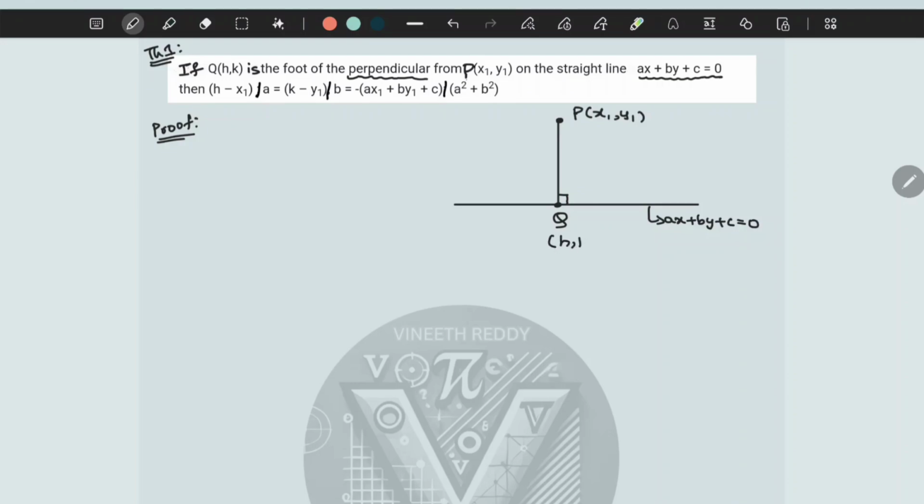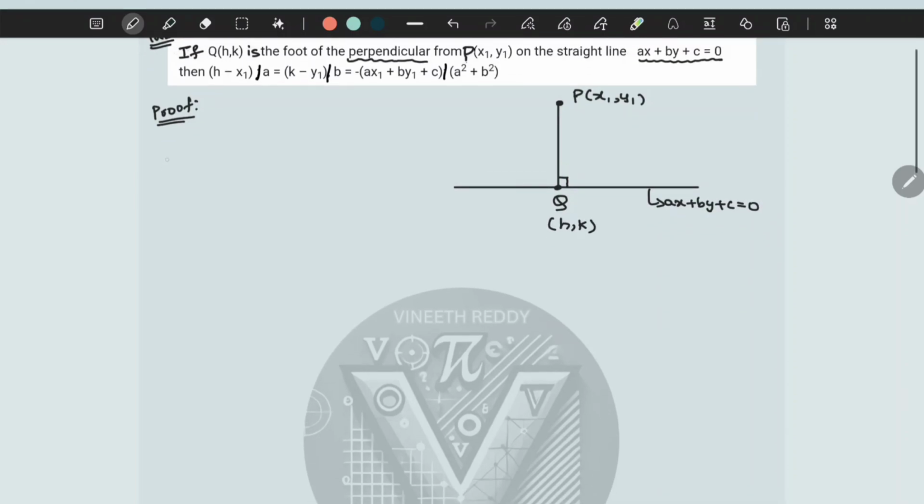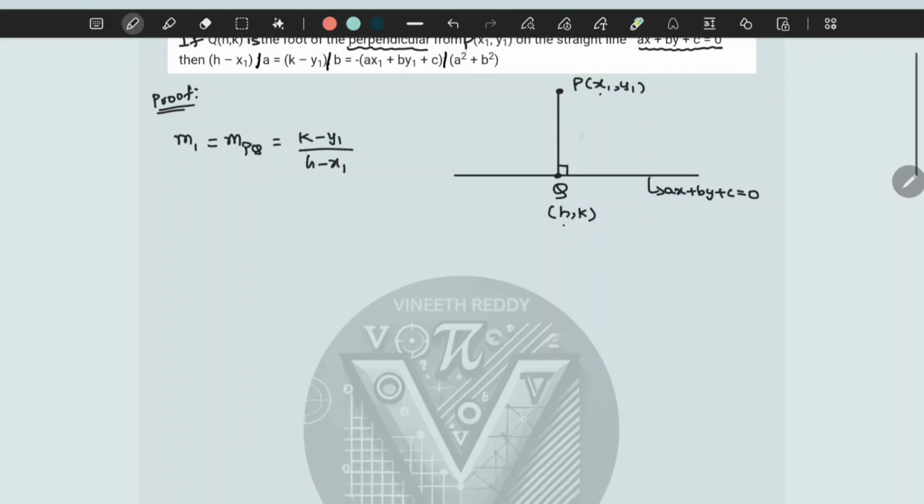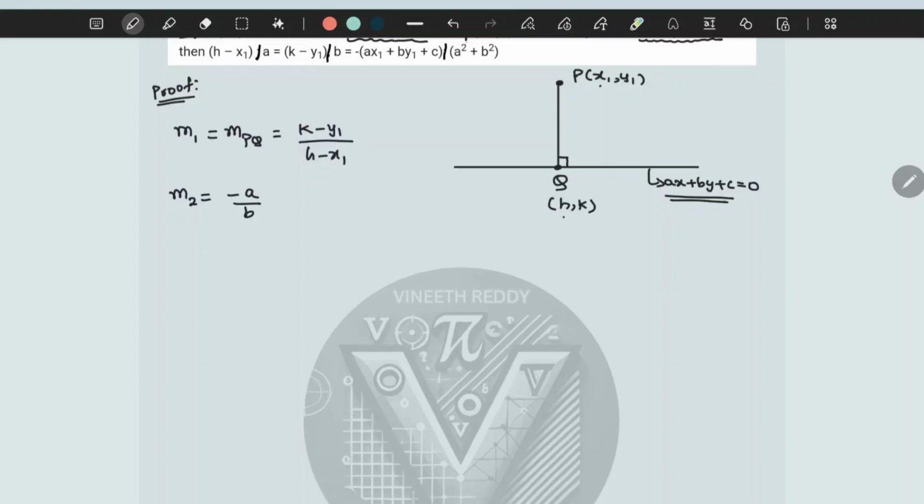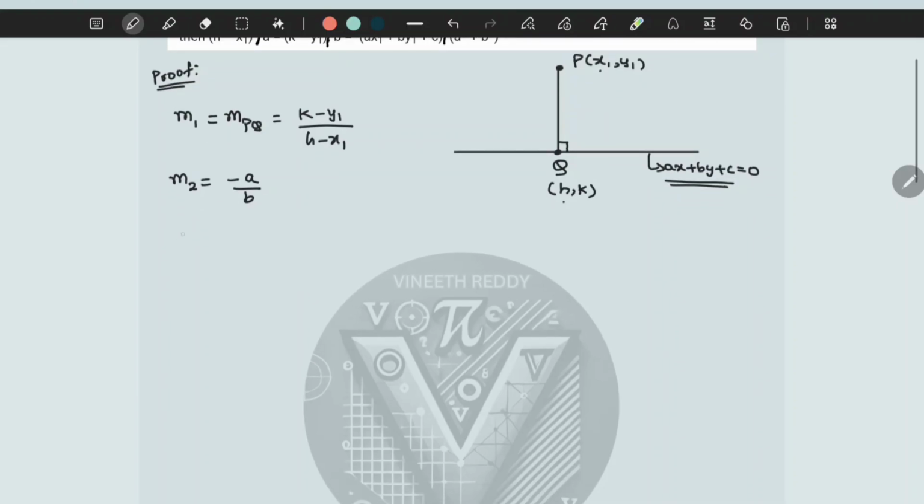Now the coordinates of Q are (h, k). So we need to first find the slope of PQ. The slope of PQ can be found by using the formula (y2 - y1)/(x2 - x1). So that will be (k - y1)/(h - x1). Now let us find the slope of the other line, ax + by + c = 0. That will be -a/b. Now when two lines are perpendicular, the product of the slopes is equal to -1.